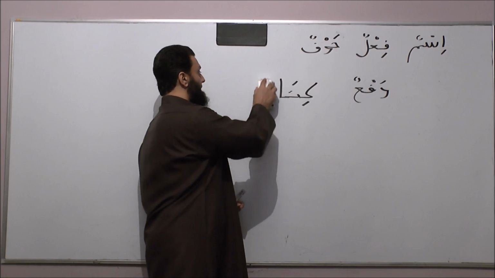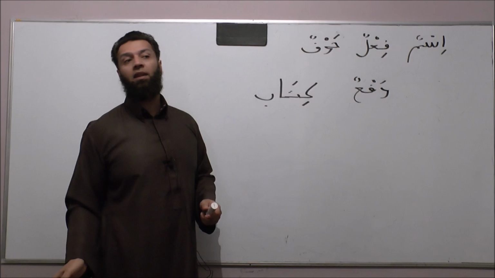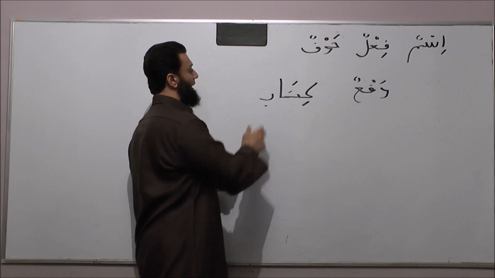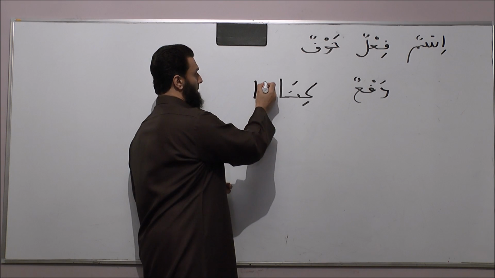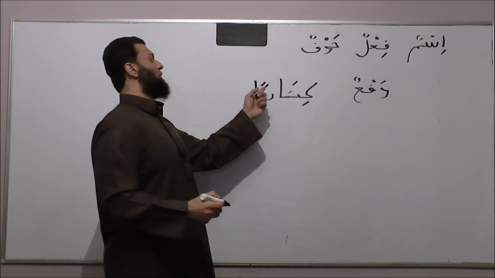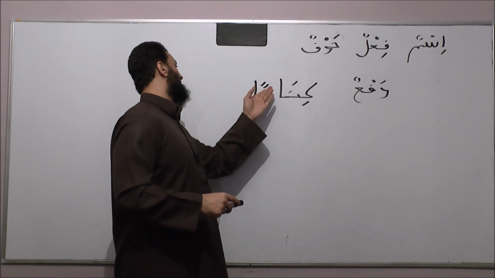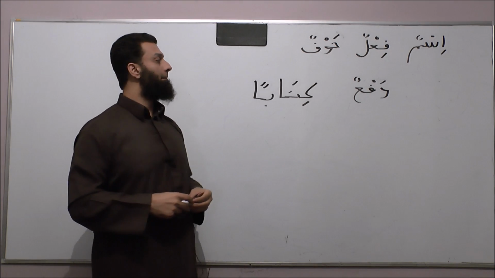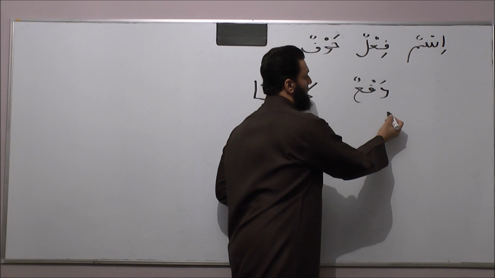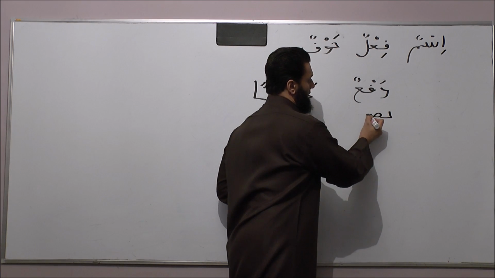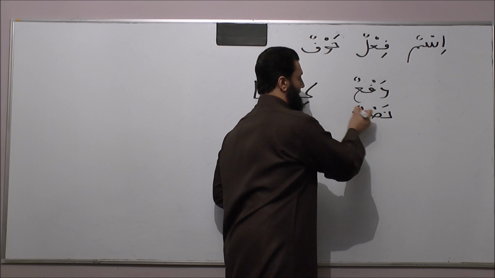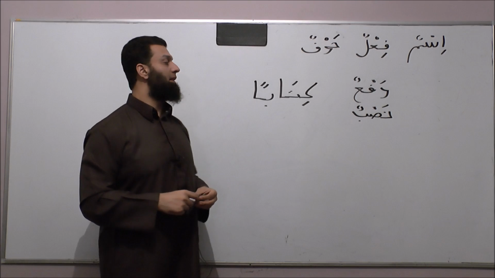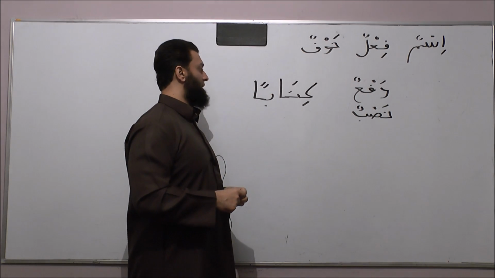The second state is where it ends with tanweenu fathin. And tanweenu fathin is where we place two fathas or fathatani on the end of the word. So we read it kitaban. That state is called nasbun, meaning in Arabic fixed. So it's as though the mark is fixed above the letter.